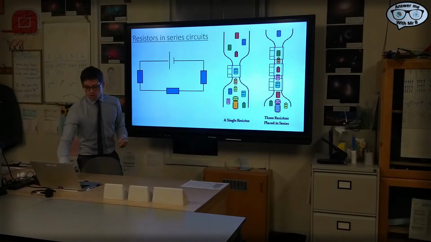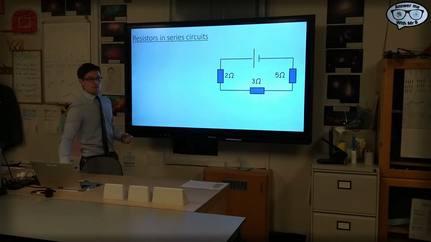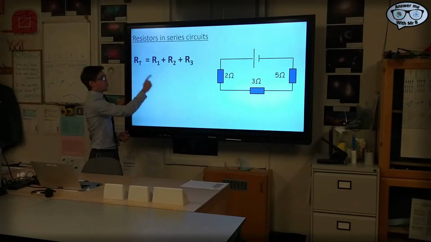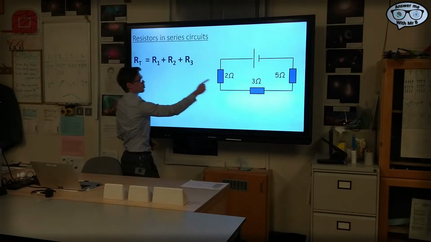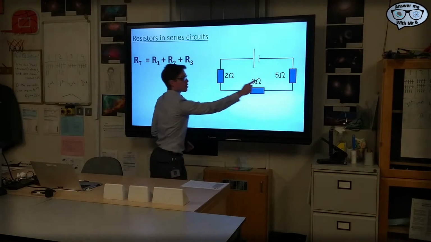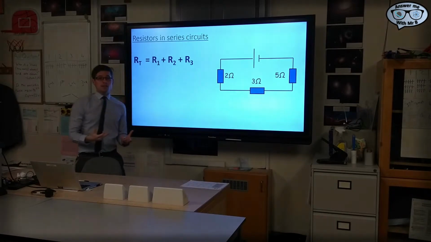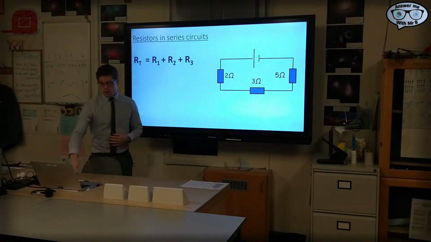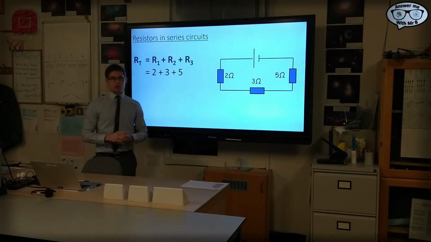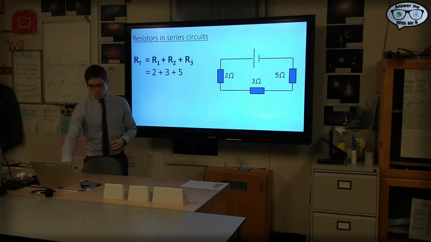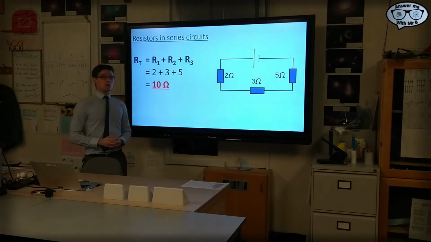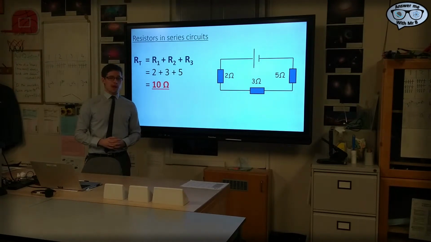So the rule for resistors in series, like I say, is straightforward. The total resistance is just R1 plus R2 plus R3. Every resistor you add increases the total resistance of the circuit. So 2 plus 3 plus 5 is 10 ohms. Congratulations, I have now taught you to add. You have passed primary 3.